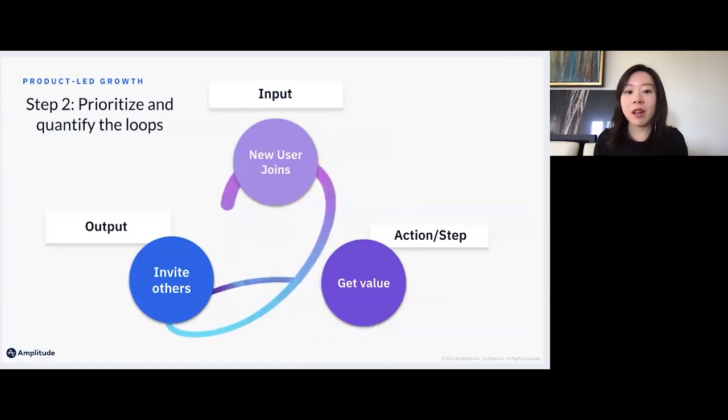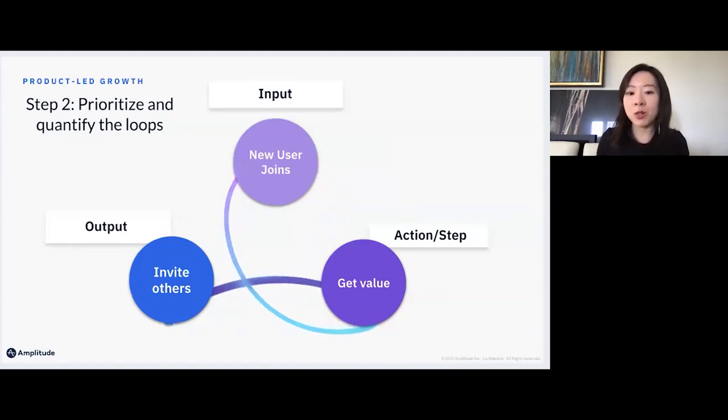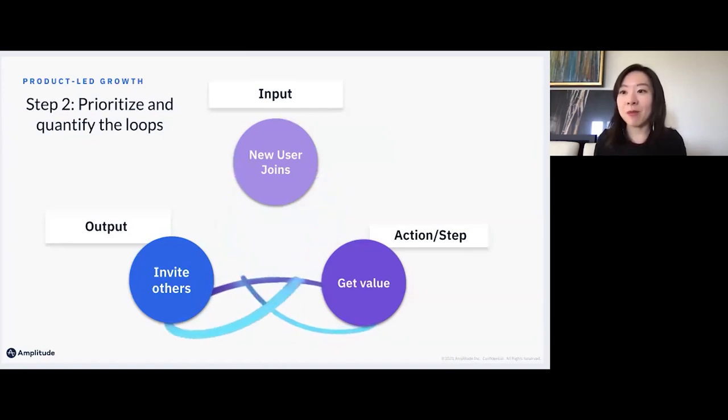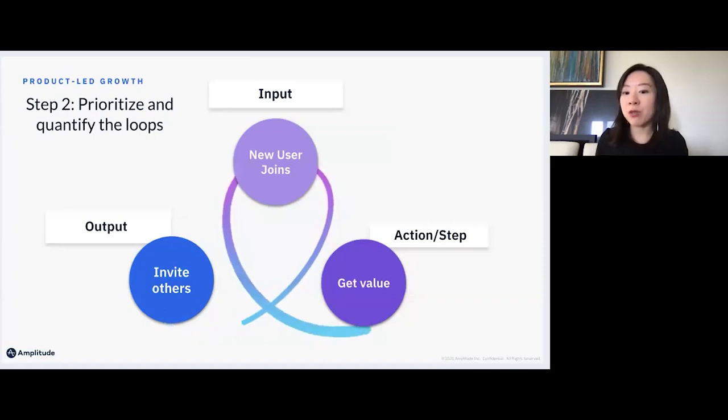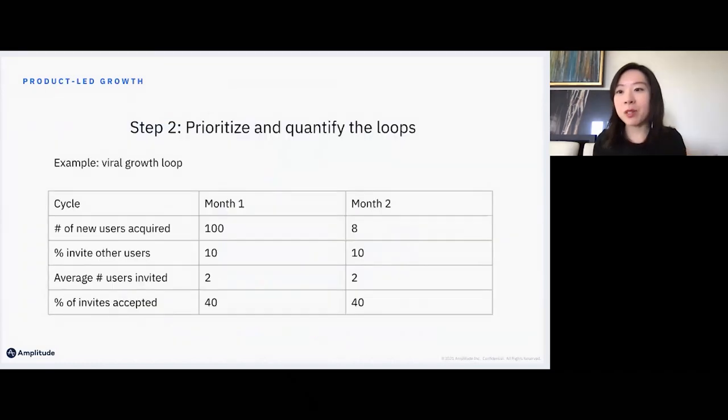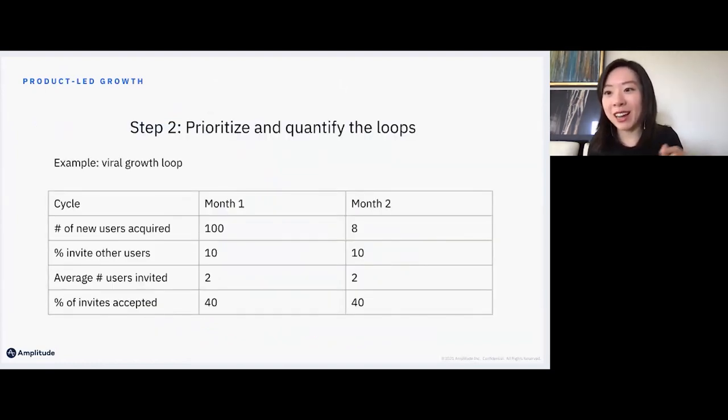For example, make sure you're tracking how many new users are being acquired in each time period. What percentage of them send an invite during that time period? And on average, how many users do they invite per person? What percentage of those invites get delivered via multiple channels? What percentage of them open the email and end up clicking through? And what percentage of them ultimately sign up for the product and become an active user? And let's actually put this into action and look at a hypothetical social app as an example.